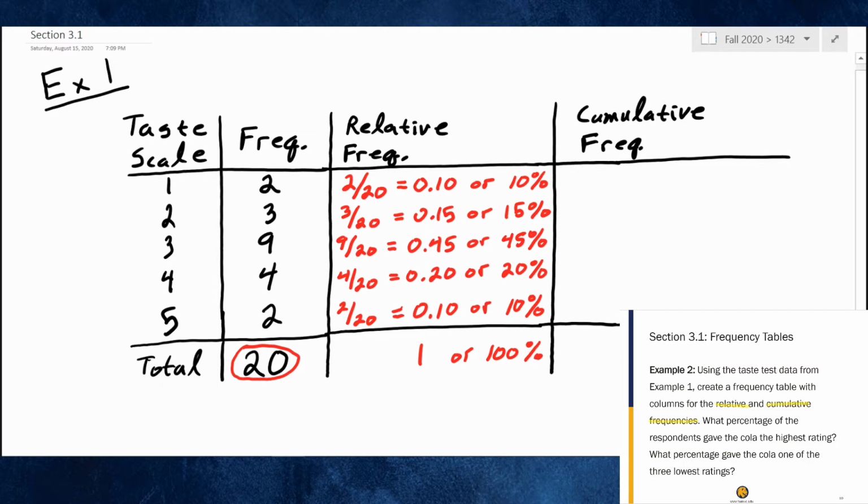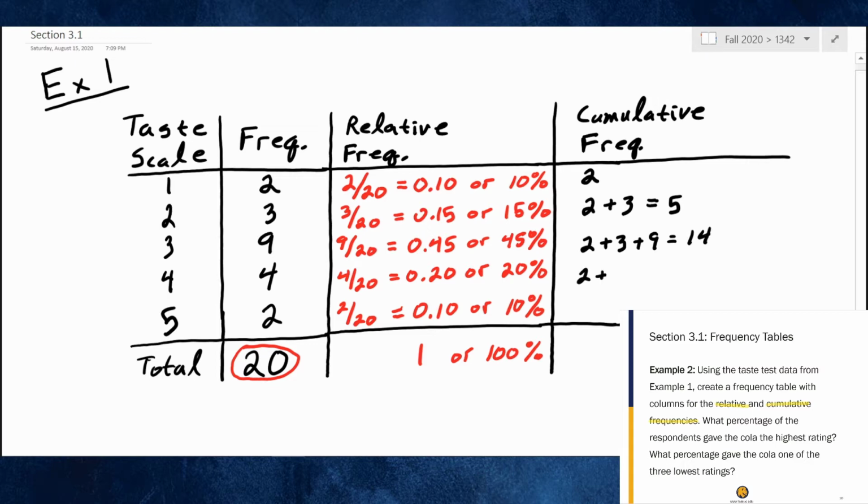Now in the last column for cumulative frequency, what we do is we take the frequencies and add them together as we go down each of the rows. So in the first one, it's just a 2. That's our first frequency. But in the next one down, we take the 2, we add to that the 3 from the next row. So that would be equal to 5. And then the next one down, we add in the 9. So it would be 2 plus 3 plus 9. That would give us 14.